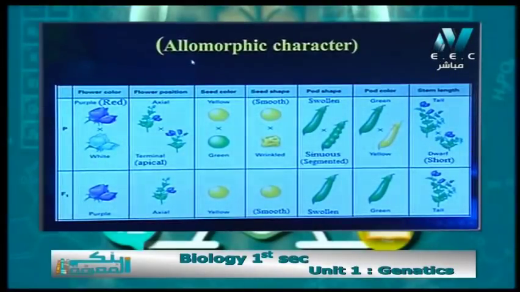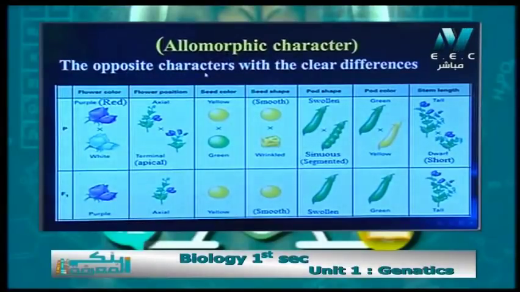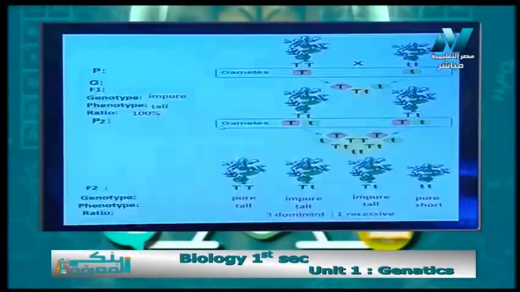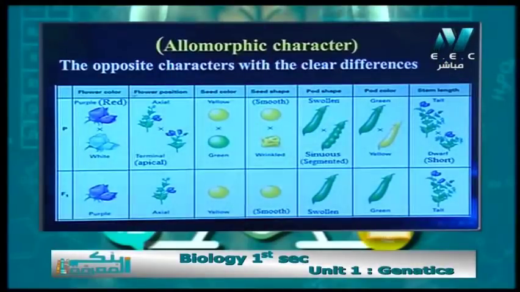Let's talk about allelomorphic characters or traits. What is meant by the word allelomorphic? Allelomorphic means opposite characters with a clear difference. In front of you, a diagram explaining the allelomorphic characters for the pea plant. Opposite characters: one red and the other white. This is an allele.